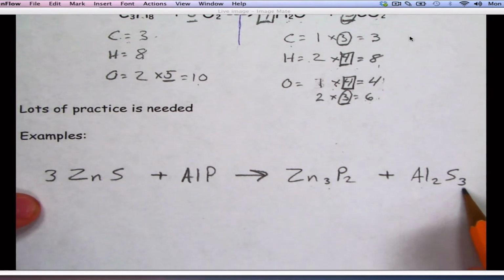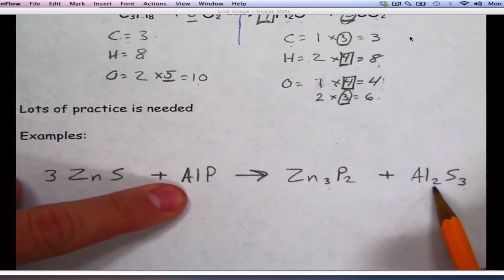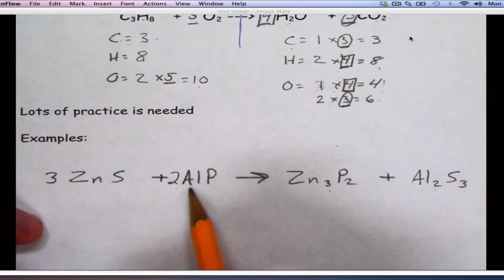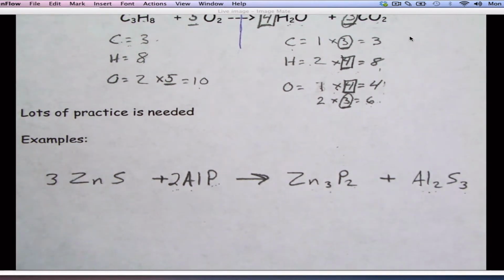Now let's see what's off here. I have aluminum here. Aluminum's got 2. I only got 1 there. So how can I make that myself have 2 aluminums? Put a 2 in front. 2 aluminums, but also that adds to the phosphorus. 2 phosphorus, 2 phosphorus. There you go. It balanced. All right. So it worked out nicely. Some of these do not work out so nicely. So you got to be careful when you're doing this stuff.